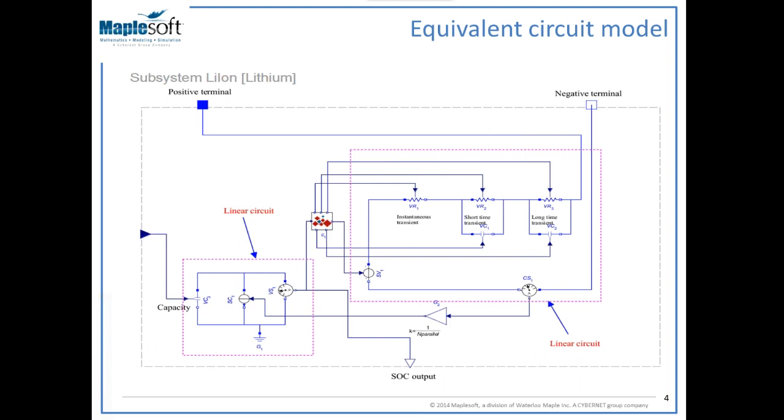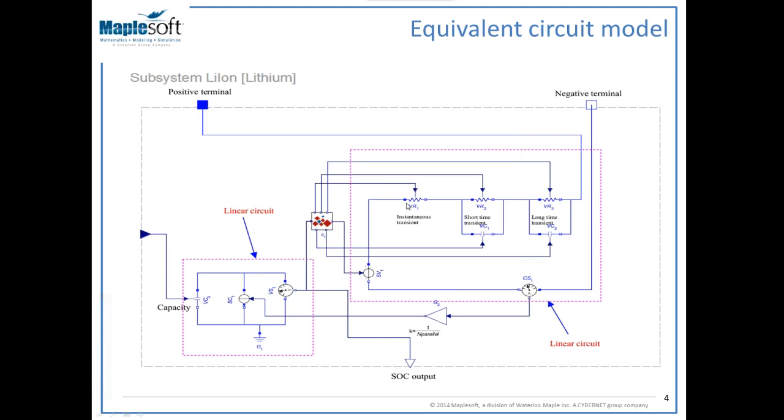So let's take a look at the internal structure of a battery model that is based on the equivalent circuit approach. The model you're seeing here is the internal structure for a lithium polymer battery. You can see that there are two linear circuits. The linear circuit on the right hand side consists of a series resistor and two RC circuits that allow the model to describe the instantaneous, short time transient, and long time transient response of the battery.